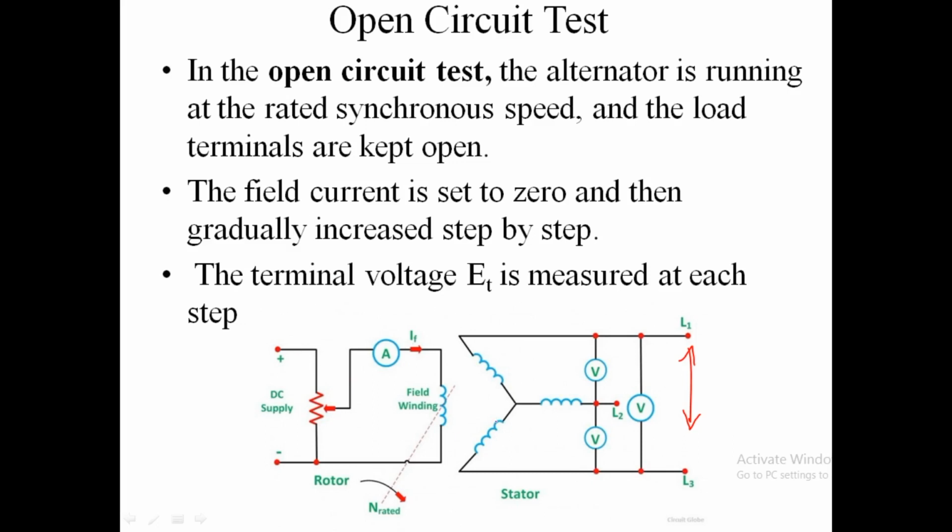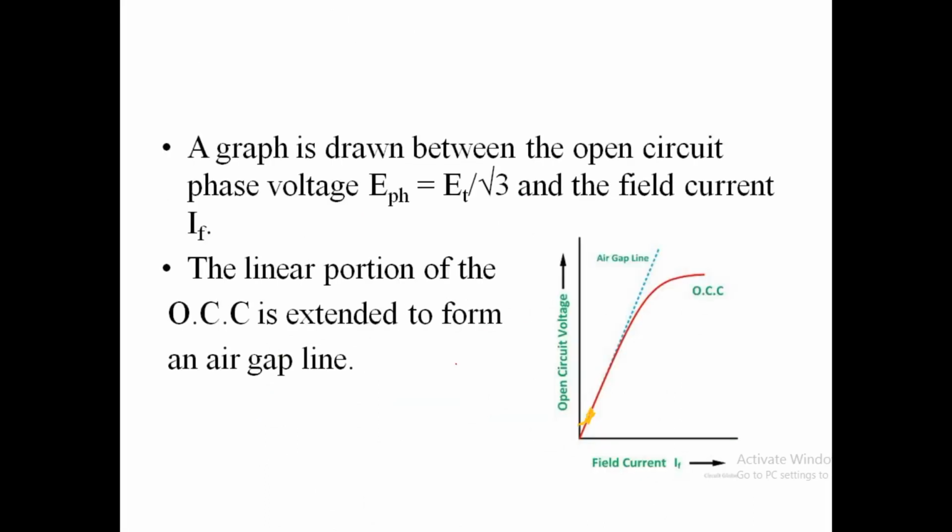The field current is first set to 0, and then gradually increased in steps. In each case we have to measure the terminal voltage, which is actually the induced EMF E_T, at each step. Now a graph is drawn between this open circuit voltage and the field current.